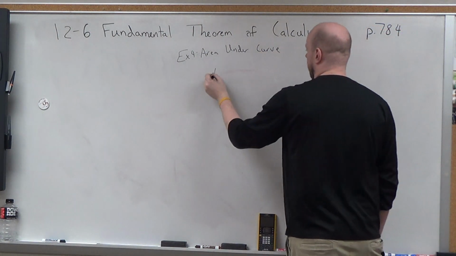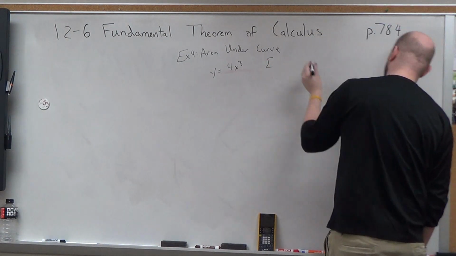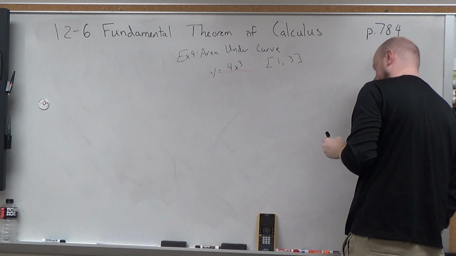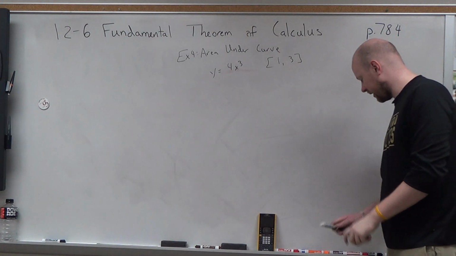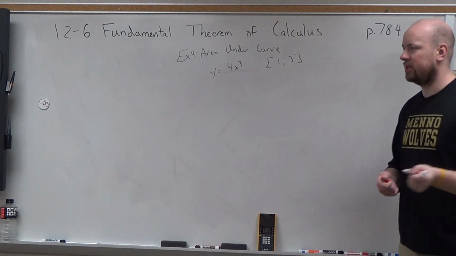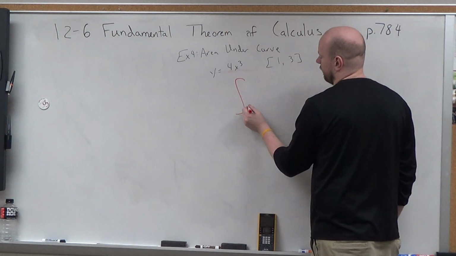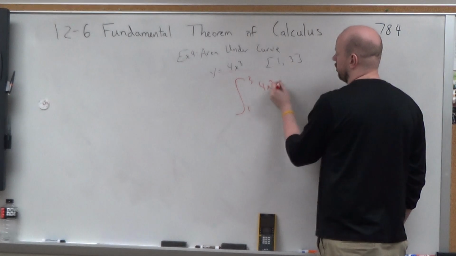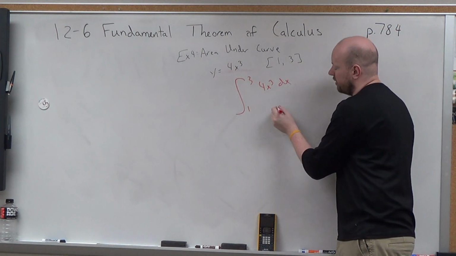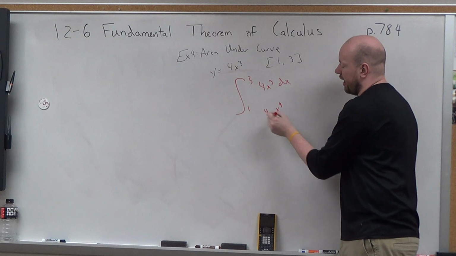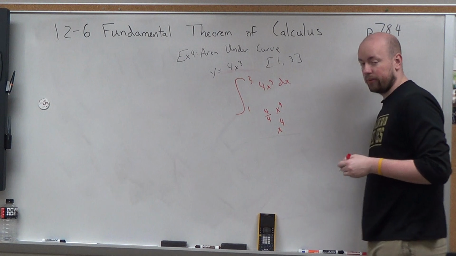So let's say we have y equals 4x cubed, and I need an interval, let's say from 1 to 3. We did a whole bunch of stuff previously with limits and sigma notation, but we don't really need any of that because we can just go like this. From 1 to 3 of 4x cubed dx. Find the antiderivative. My exponent goes up 1, so I get x to the 4th, and then I divide by 4, so the antiderivative is just x to the 4th.